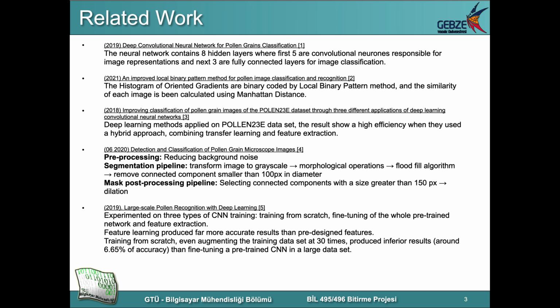In the first one, they create a convolutional neural network with 8 hidden layers, and the accuracy was about 85% on the Pollen 23E dataset. In the second one, they used local binary pattern, which is more robust to noise and rotation of pollen images. In this one, they have 389 images with 23 classes. In the third one, deep learning methods were applied on the Pollen 23E dataset, which consists of 23 types of pollen and 805 images. According to the results, combining transfer learning with feature extraction performs better.